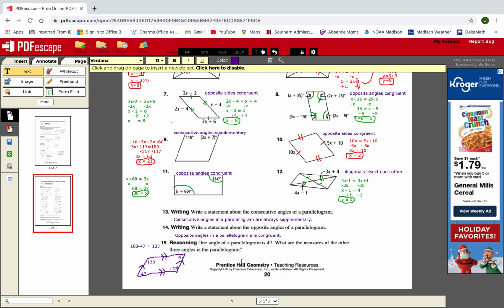All right. So we're given one angle, and we're able to find the other three just by what we know about parallelograms and their angles.